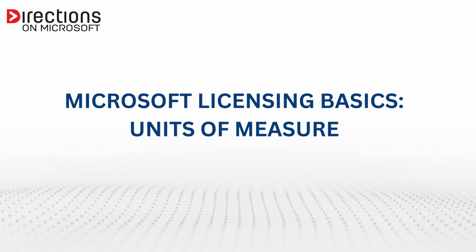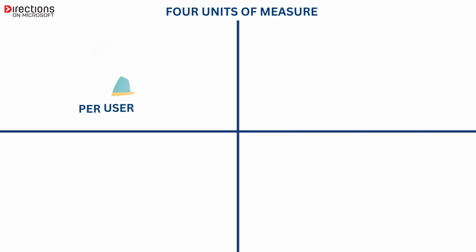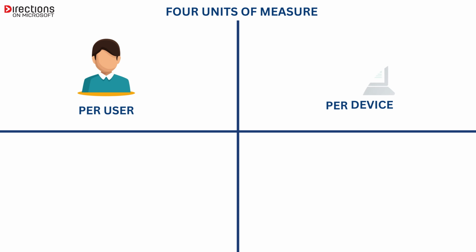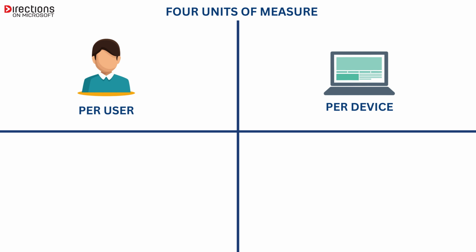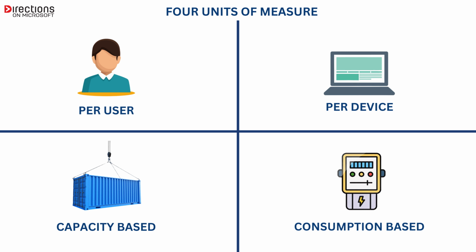I am co-founder of an independent consultancy called Directions on Microsoft, and I'm one of the presenters at our multi-day Microsoft licensing boot camps. Today's episode is Units of Measure. Microsoft uses four categories of metrics to assess fees: per user, per device, capacity-based, and consumption-based. Spoiler alert, the last two might sound the same, but they are not.